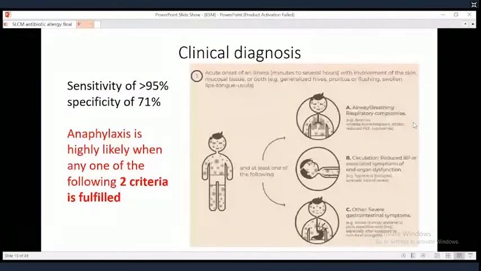And the third one is severe gastrointestinal symptoms, so severe crampy abdominal pain, repetitive vomiting. Now this symptom is especially important if the exposure is to a non-food allergen. Sometimes, especially in pediatric patients, after an allergy to food they develop a bit of abdominal pain and mild vomiting as well. That might not be anaphylaxis, but if the same symptoms occur as a result of an insect bite or an intravenous drug or something, then it becomes very important.